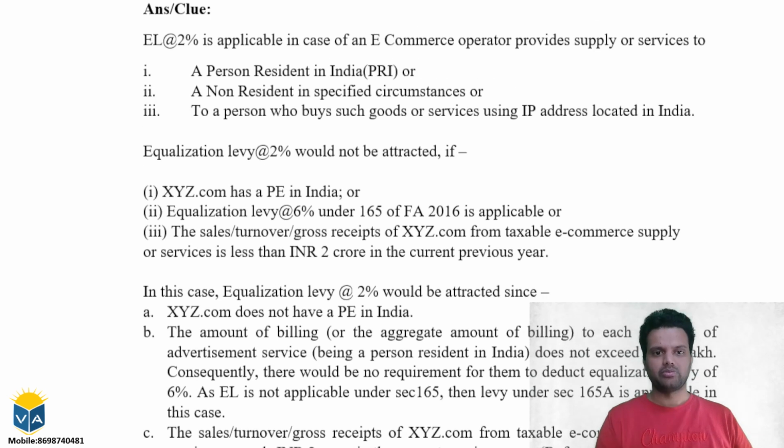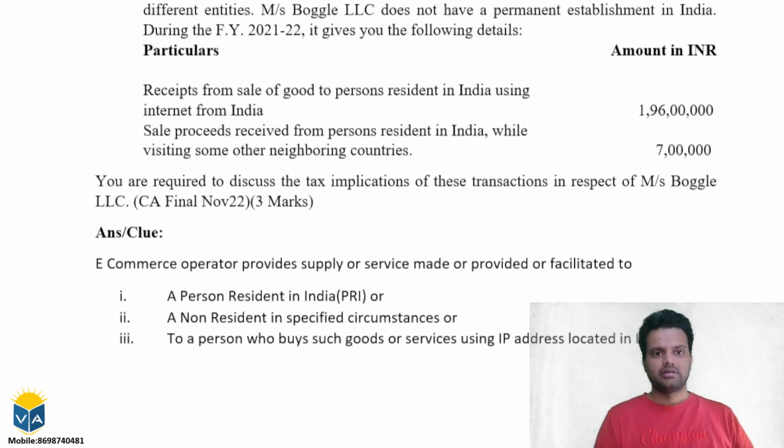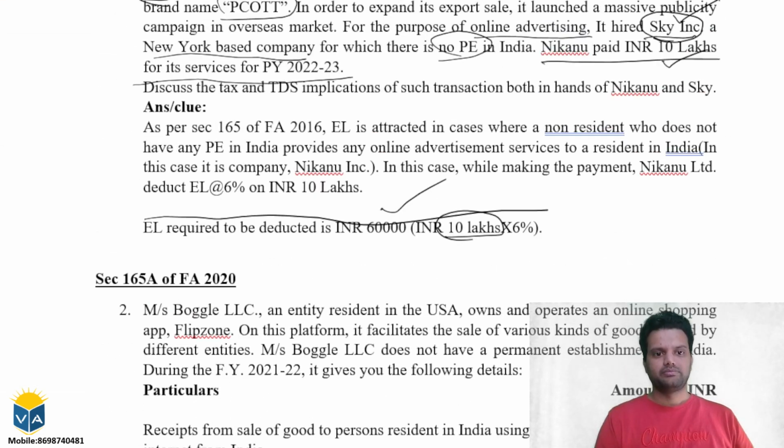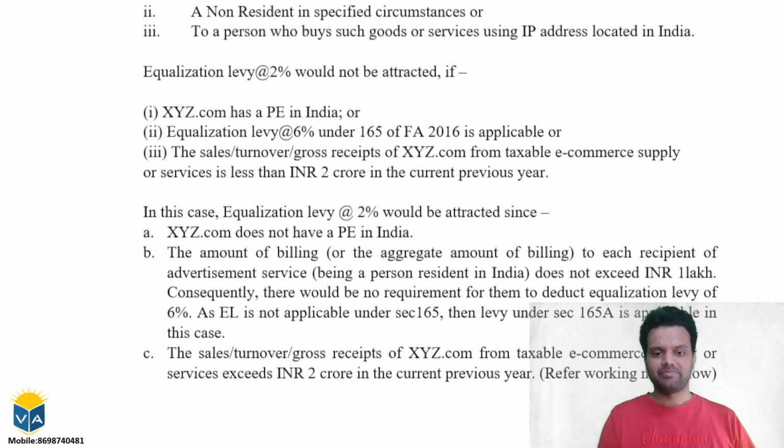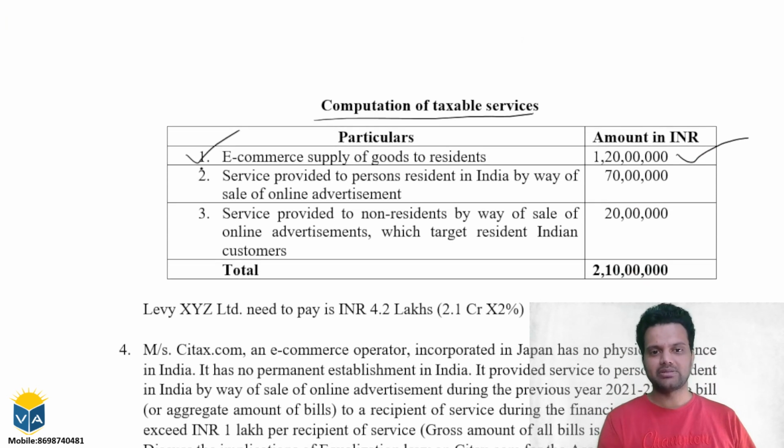Next, point number two. Point number two is relating to section 165, where the total amount is not crossing 1 lakh per recipient, but the total gross amount of billing for the whole year is 70 lakhs. Now we will take that 70 lakhs also here, because section 165 is not applicable. Now we need to check whether section 165A is applicable or not in this particular case. So 70 lakhs, we have taken that also.